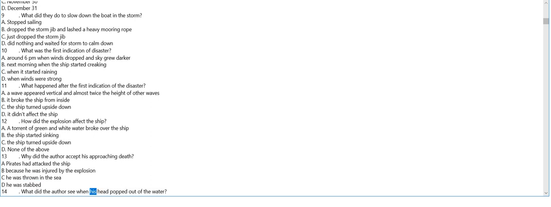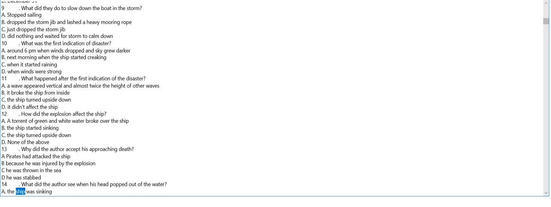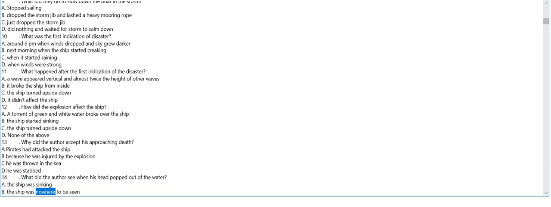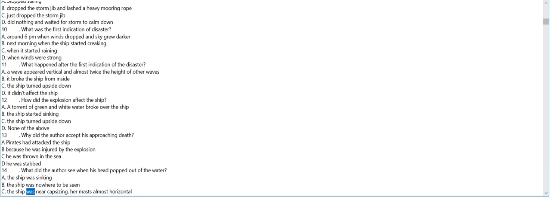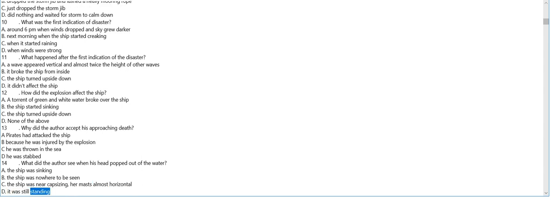14. What did the author see when his head popped out of the water? A. The ship was sinking. B. The ship was nowhere to be seen. C. The ship was near capsizing, her masts almost horizontal. D. It was still standing.